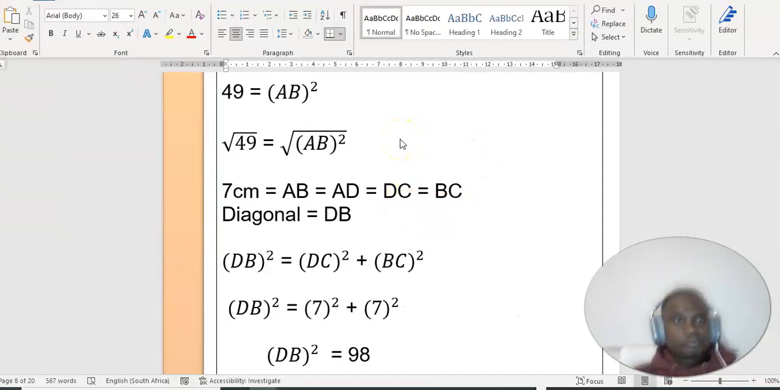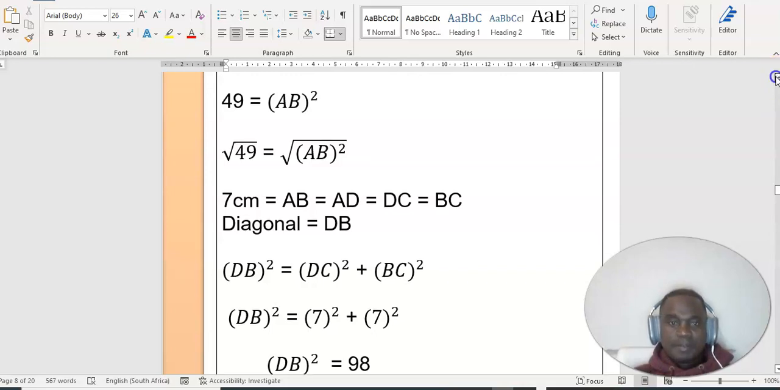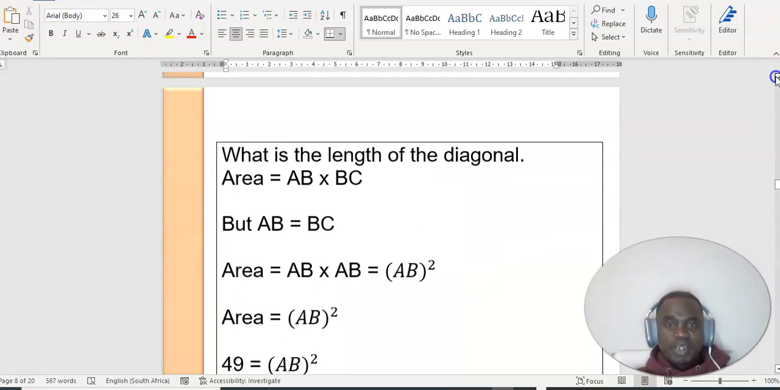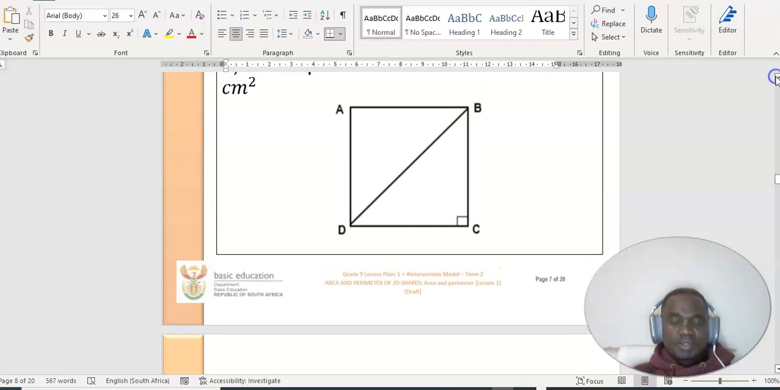Now, I'm trying to split this. Okay, let's get it from here. The diagonal for this, you see that is a triangle. We have a triangle here. This is a triangle. DBC is a triangle with an angle of 90 degrees, or it's a right angle triangle.